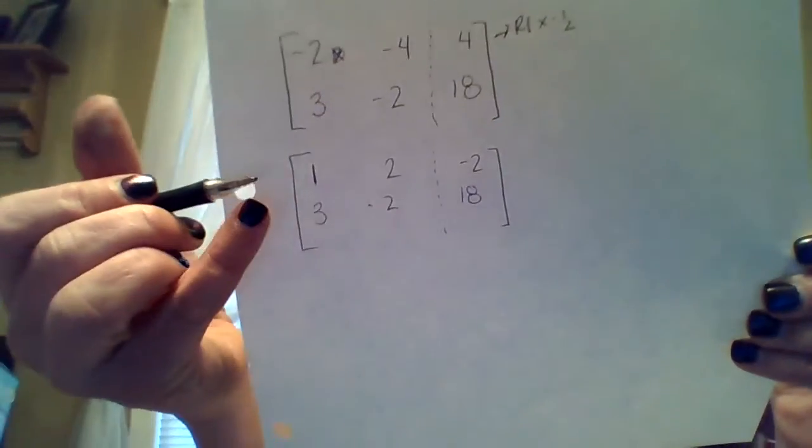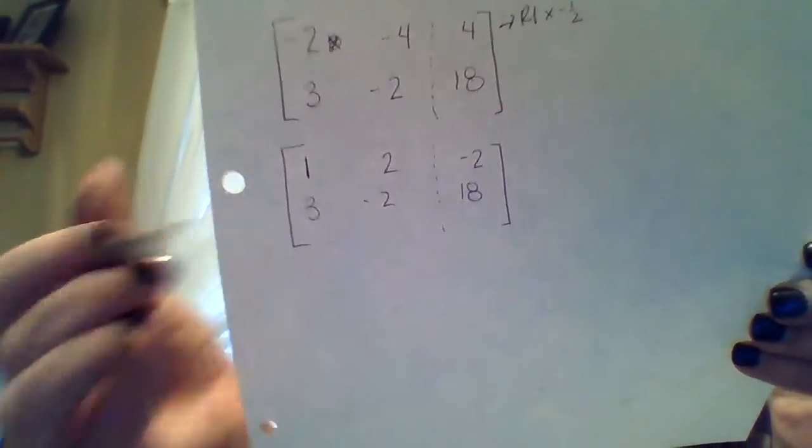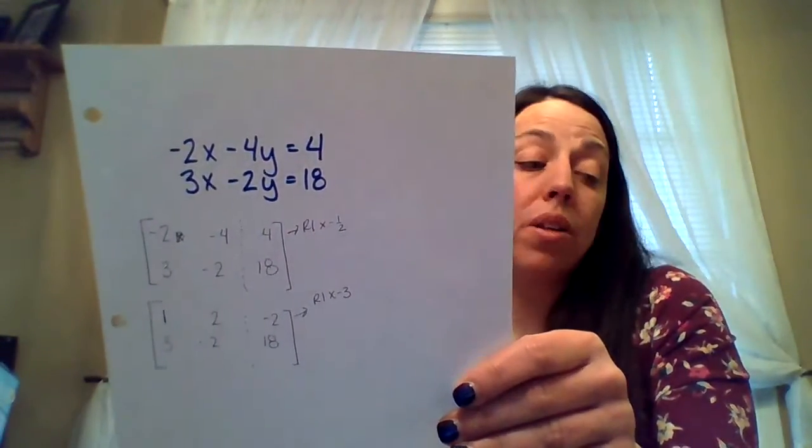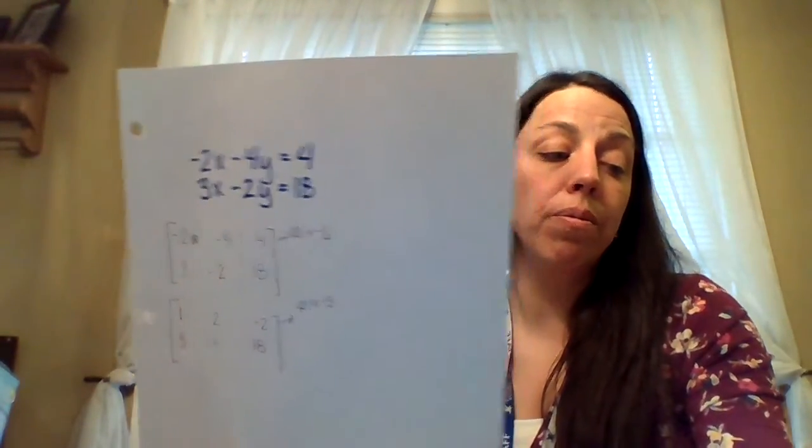I now have to use this 1 to get rid of this 3. So that means I'm off to the side going to take row 1 and multiply it by a negative 3. So if I take row 1 and multiply it by negative 3, I get negative 3, negative 6, positive 6. Copy down my second row off to the side right there.